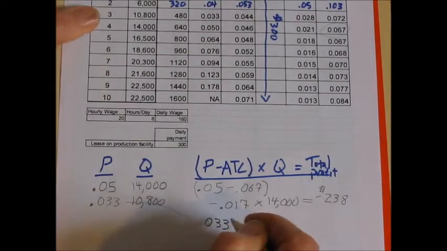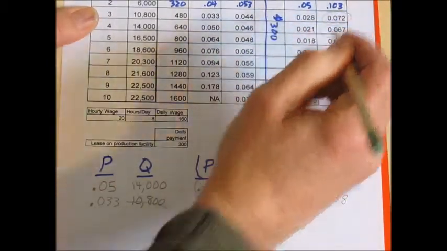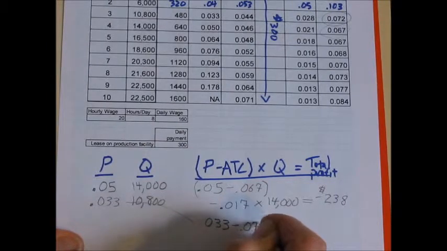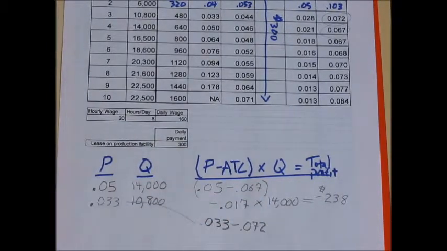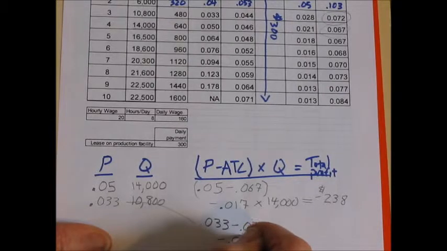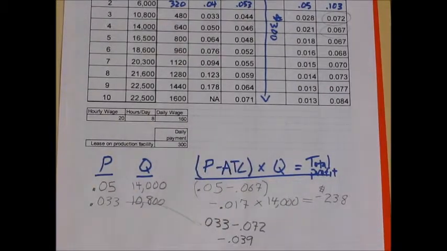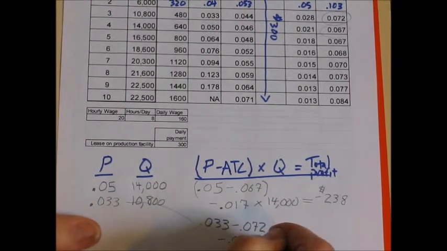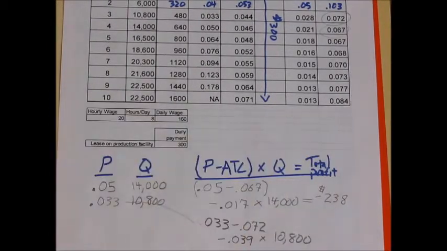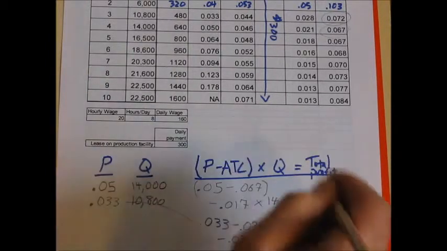we need to find our average total cost. It's 0.072. And then we need to find our average loss per bottle, and it's minus 0.039, and we need to multiply that by the number of bottles. And that would give us a loss of 421.20.